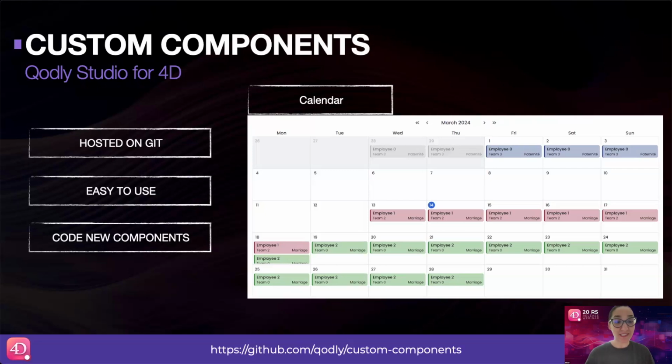The developer community is actively expanding, with members continuously crafting new components. They are generously shared for free download within the community. So if you are interested in contributing your own custom component to these collective efforts, we invite you to do so on the custom components for Qodly Studio page. You can have a look at the GitHub page. The link is shown on the slide.